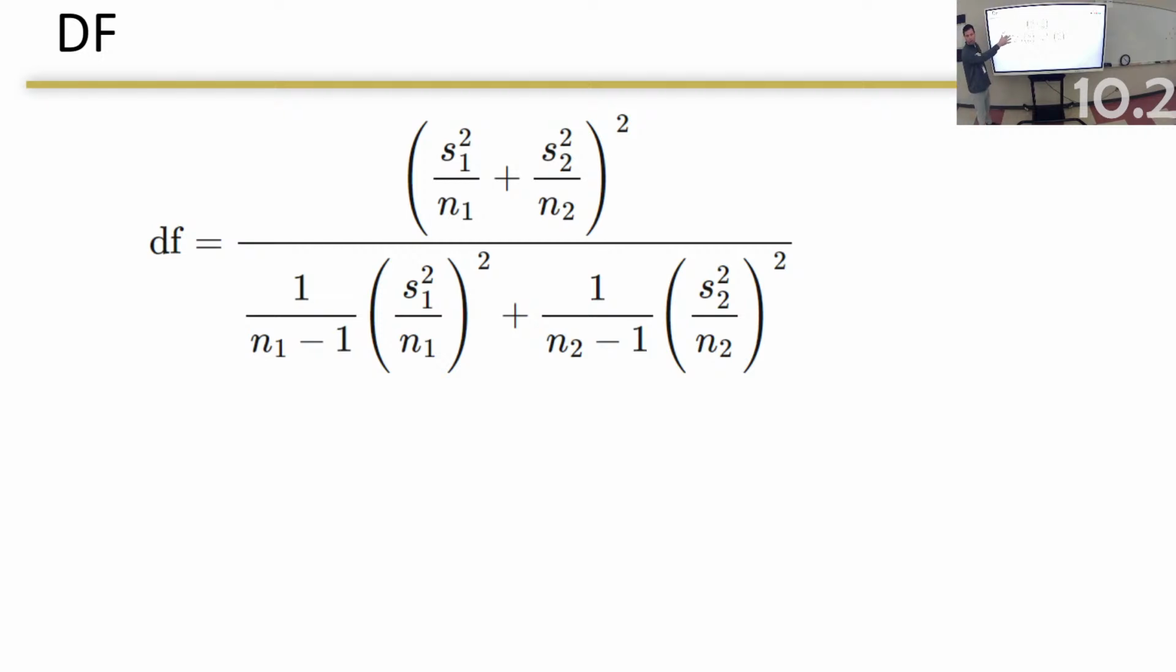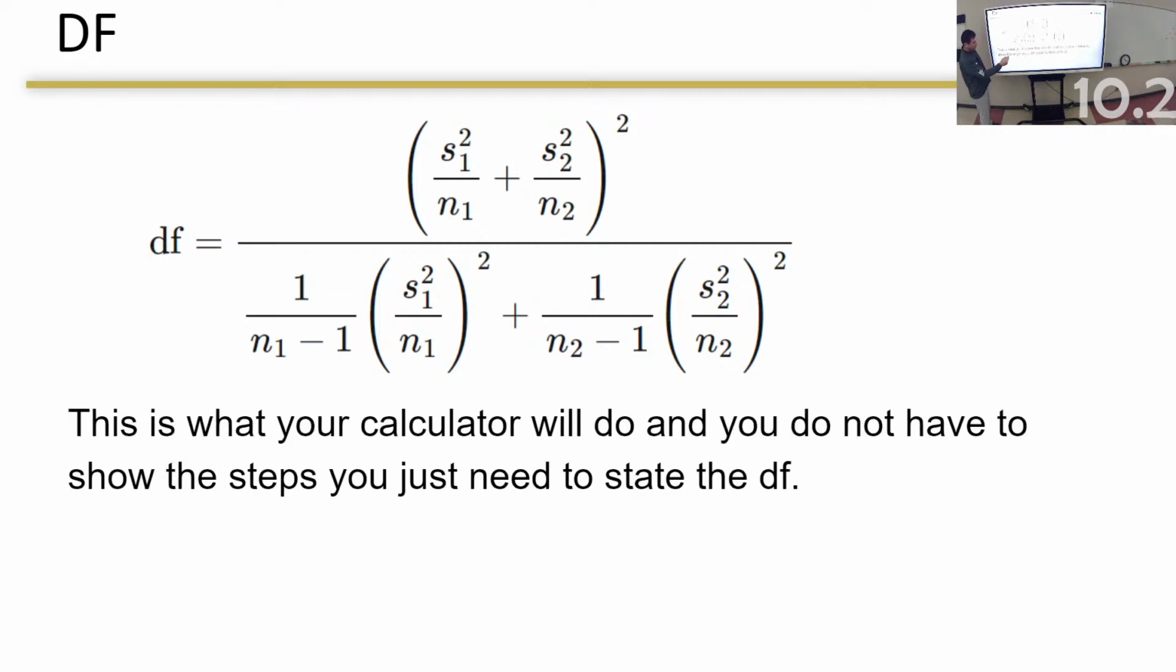You don't have to know it. You just have to know why it is a little weird. You don't even have to know why, but you need to understand why it's a little different. And it's because of this crazy formula. Again, you won't ever use it. All you'll put down is DF equals whatever it equals. If you are ever asked for the DF without the information, this is what your calculator will do. You do not have to show it. You do not have to do anything with it. I just wanted y'all to see it.